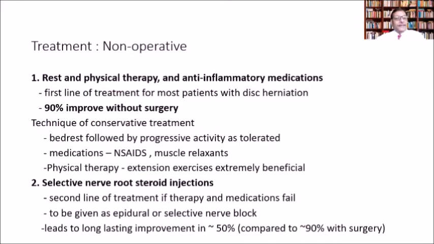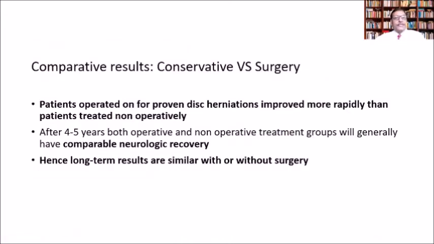There can be selective nerve root steroid injection to relieve the pain. This is the second line of the treatment if the therapy and the medications are not working as desired. It is to be given as an epidural or selective nerve block, and it leads to long-lasting improvement in more than 50% of the cases. Comparative results of the conservative and the surgical treatment, let us re-examine it.